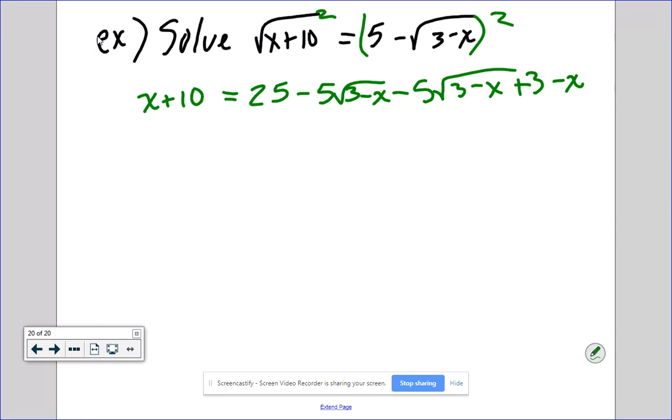Now we've got to try and simplify that mess on the right side. So I've got x plus 10 equals 25 plus 3, so that's 28, negative 5 square root 3 minus x, and negative 5 again, that's negative 10 square root of 3 minus x. And then I've still got a minus x over there.